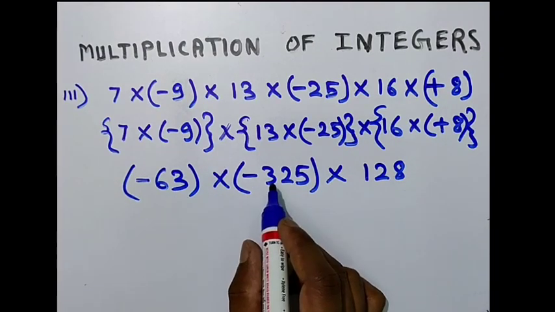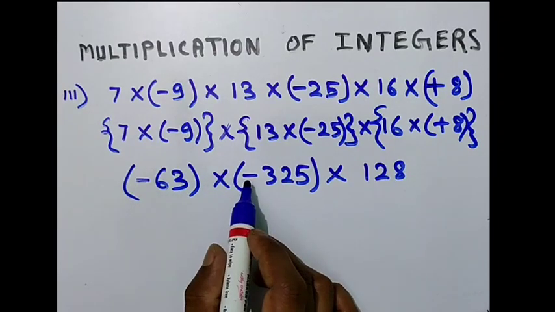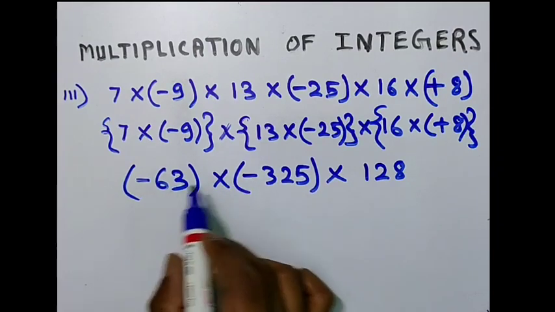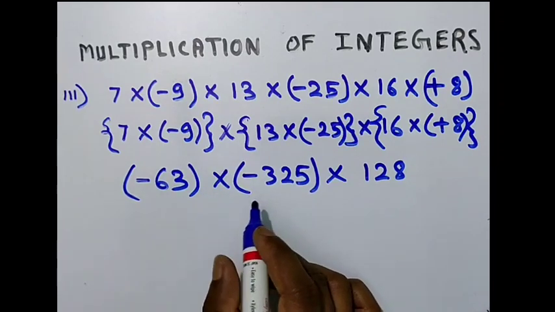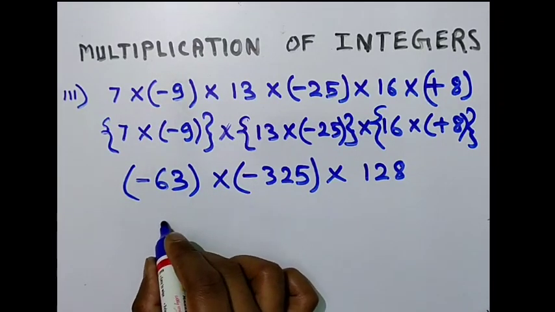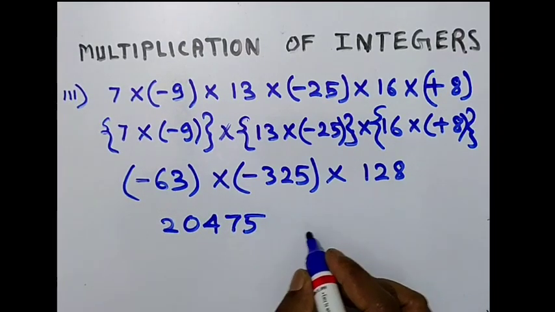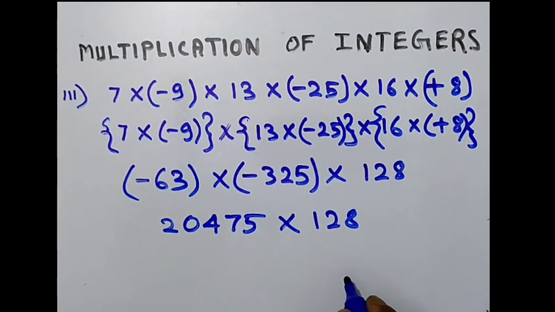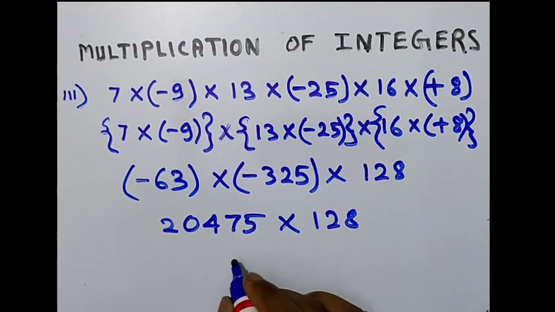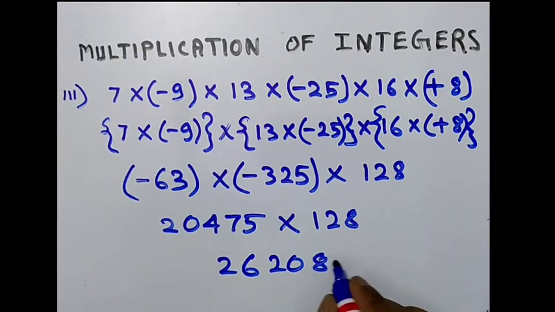Negative 63 multiplied by negative 325 will give us, now see both the signs are negative, means same sign, and when we have the same sign of the two integers that are being multiplied, the result is a positive integer. So 325 multiplied by 63 will give us 20,475 into 128. Now let's multiply this. So on multiplying this, we will get 26,20,800.